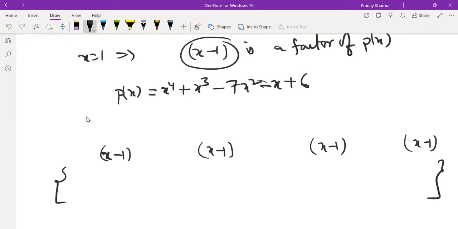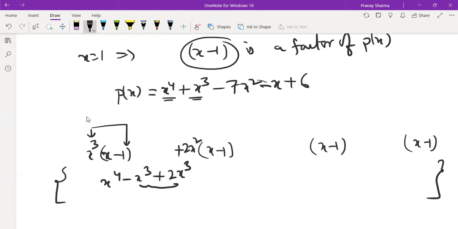So let us consider this. We need to have x to the power 4 here, right? So how can we have x to the power 4? When we multiply x cube with this particular thing, x cube is also getting multiplied to minus 1. So we'll be having minus x cube. But here we need plus x cube. That means we need to have plus 2x cube here, right? Then only we can have plus x cube. So if you multiply this with 2x square, you will have plus 2x cube. But on the other hand, you will also have minus 2x square. We need here minus 7x square. That means we need to have here minus 5x square.